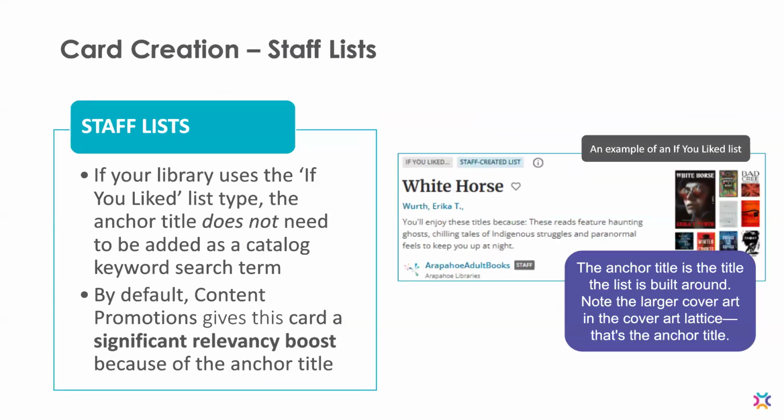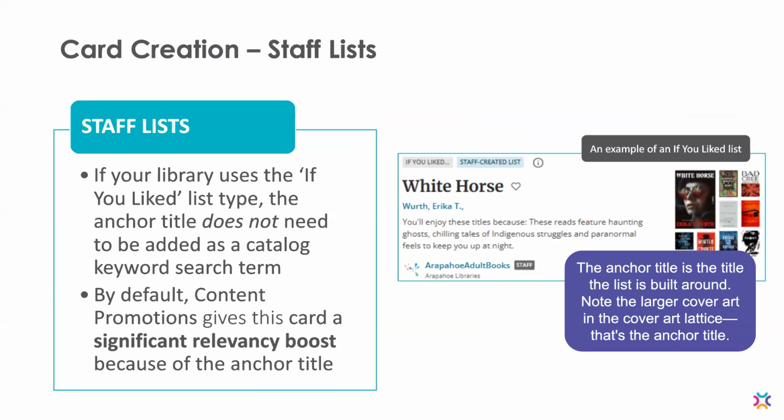There is a different list type called an if you liked list. We haven't done your training yet, so I'm giving you a little sneak peek about it. But an if you liked list is basically a read alike list for a particular title. If you liked Mad Men, you would like these movies. If you liked White Horse, you would like these books.